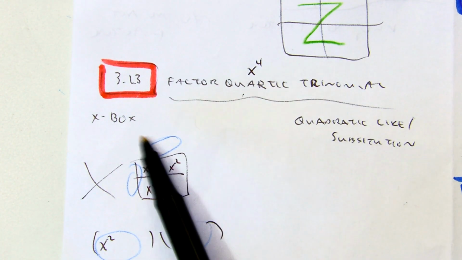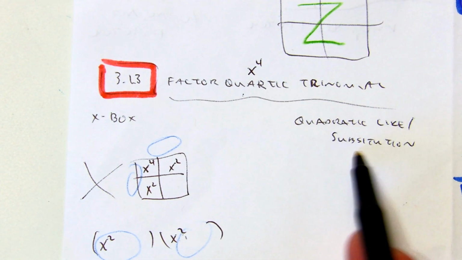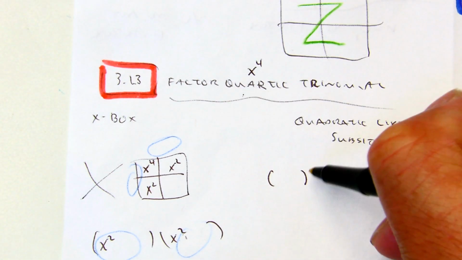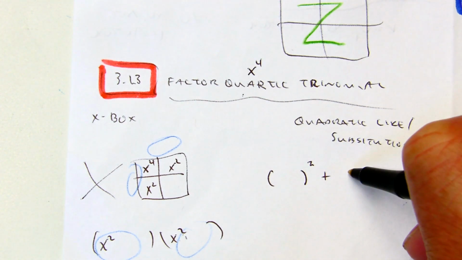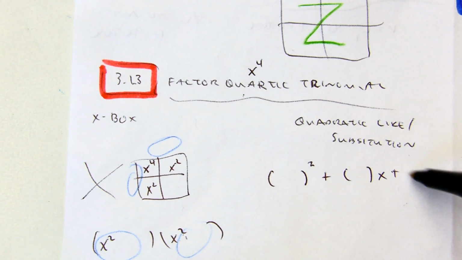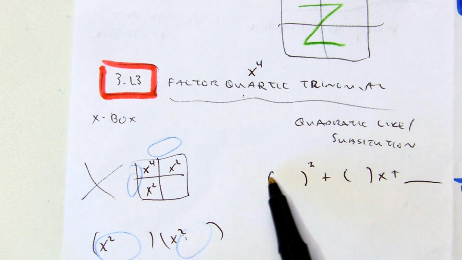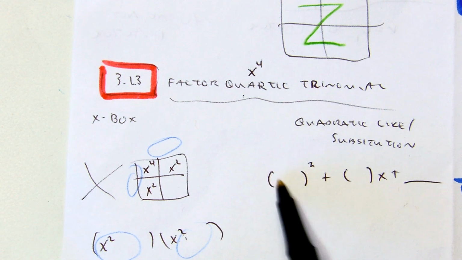When you have x squared times x squared, that gives you x to the 4th. Another way of factoring higher degree polynomials to the power of 4 is using something called quadratic-like, or substitution. You basically want it to be looking like this kind of form. Plus some kind of constant. And so that way you're making it smaller to work with.